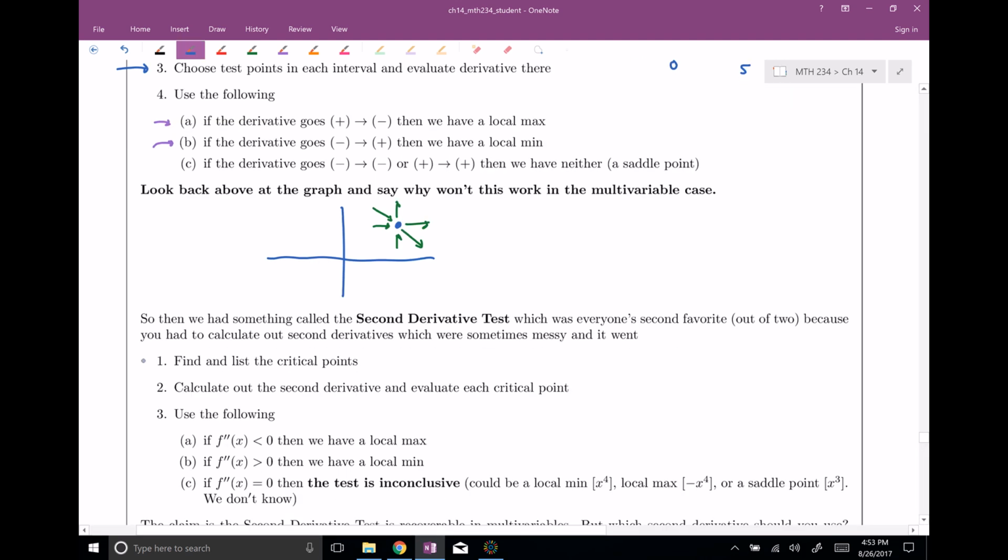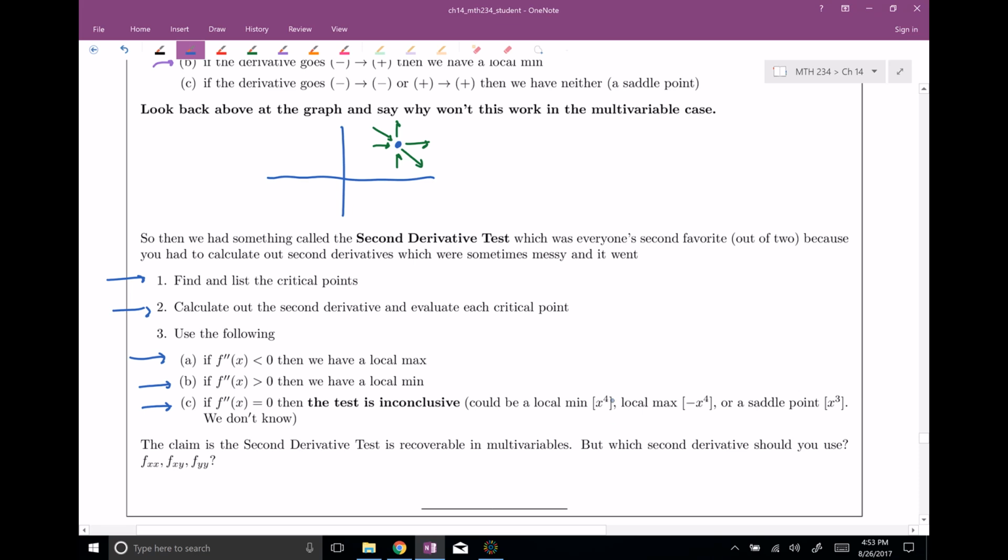So you first list all the critical points, calculate the second derivative, and evaluate at each one of these critical points. And then the claim is, if that second derivative was less than 0, we had a local max. If that second derivative at this point was greater than 0, we had a local min. And if it was equal to 0, the test was inconclusive and we didn't know what was going on there. It could be a local min, a local max, or a saddle point. We just don't know. It's inconclusive.